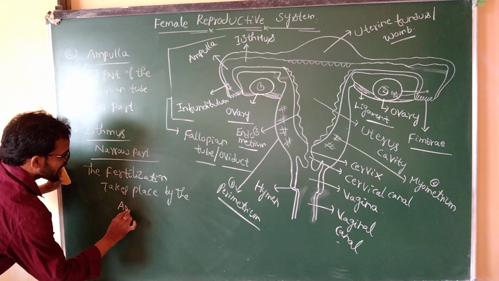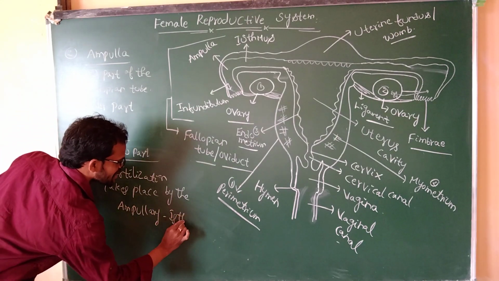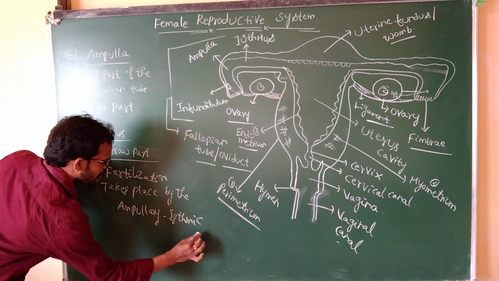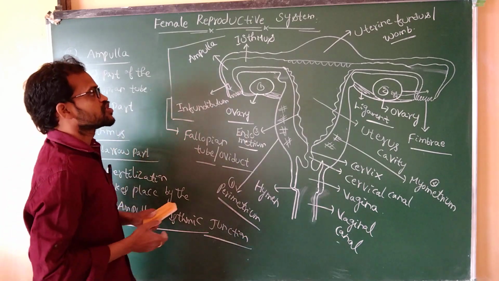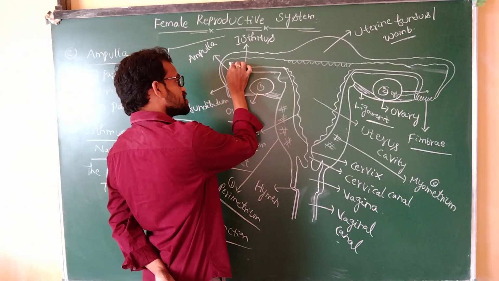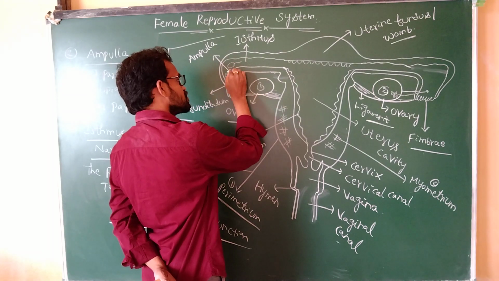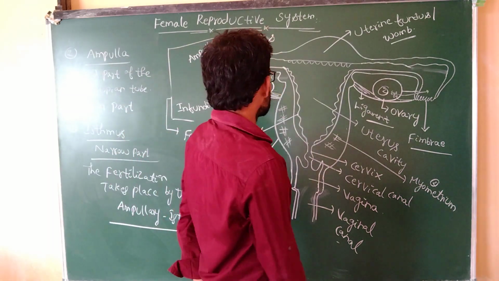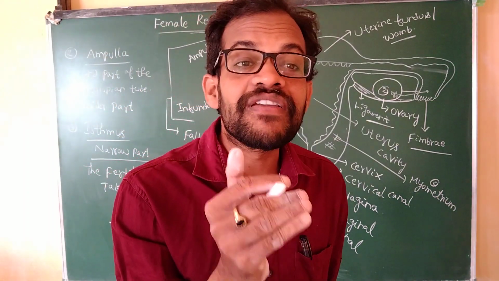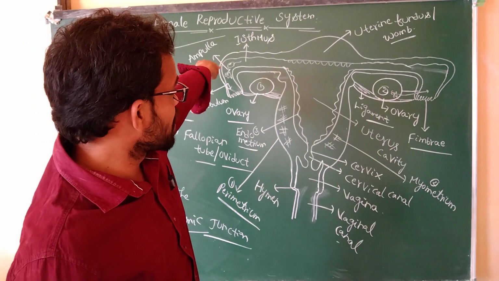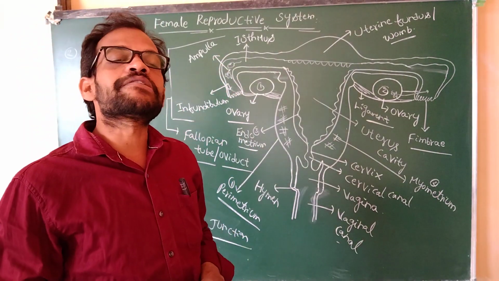Fertilization takes place at the ampullary isthmic junction, between the sperm cell and the egg cell. It is the fusion of male gametes and female gametes inside the female tract. This fertilization takes place inside the ampullary and isthmic junction.